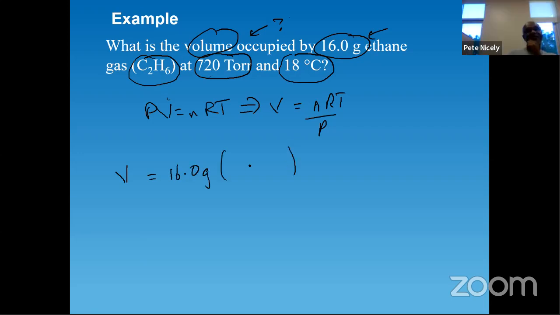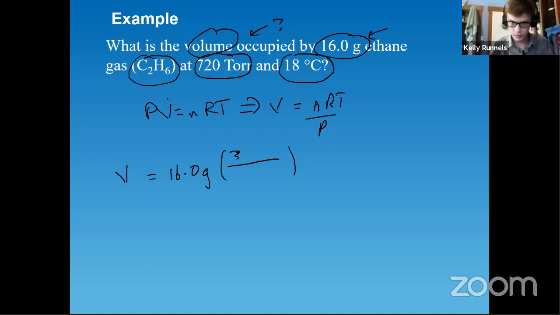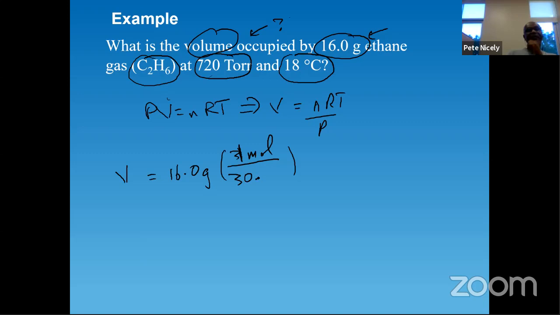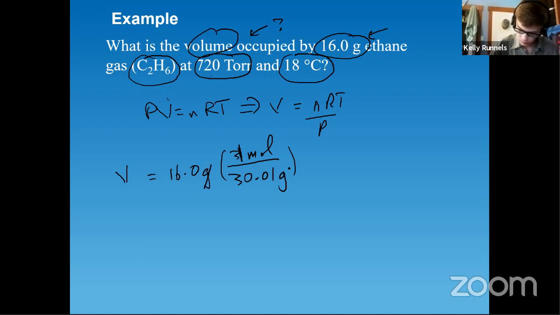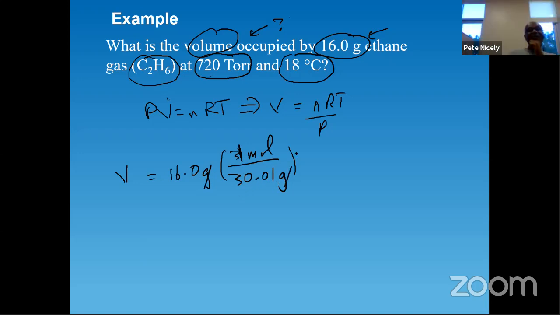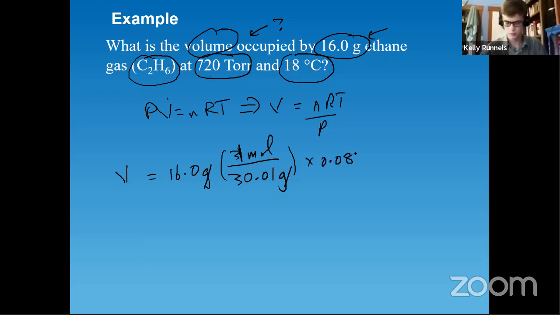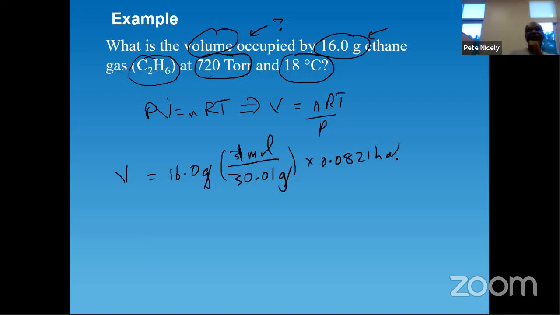Yeah, that sounds about right. Divide 16 by that. This would be 1 mole divided by 30.01 grams, right? That's for the ethane. So the grams cancels out and you get the moles, right? And then I'll multiply that by R, which is 0.0821 liters atmospheres over mole Kelvin. And then I'll multiply that by the temperature, which is 18 degrees Celsius, which you have to convert to Kelvin. So that's 273 plus 18, that gives you what?